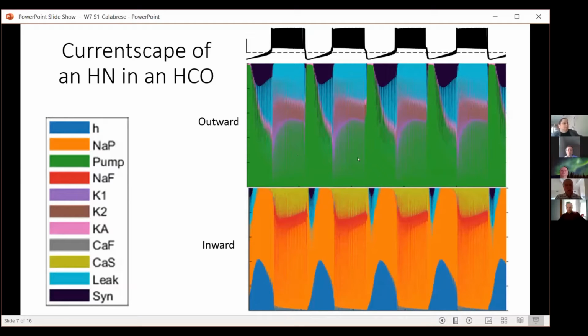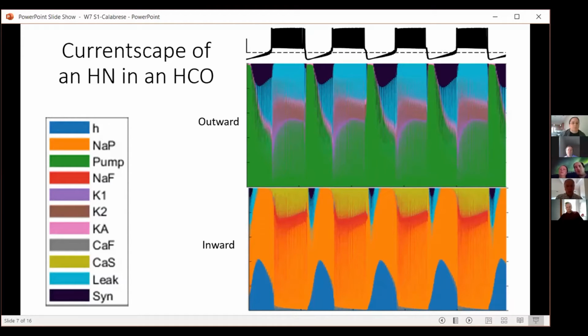And the main outward current turns out to be the pump, with a strong contribution from the leak current and the various potassium currents. So that's the way the model kind of comes in, and I thought this was a nice way of displaying it. Thanks to Eve Marder.